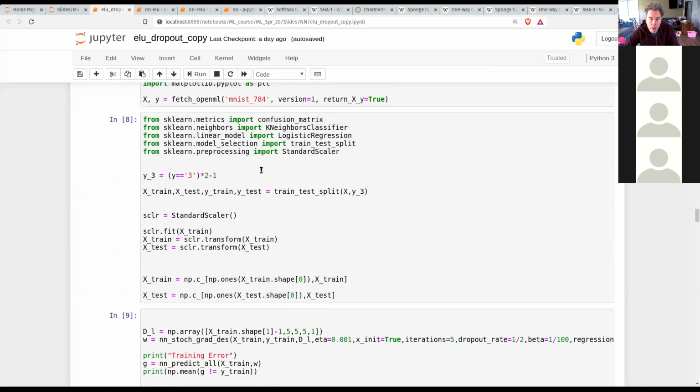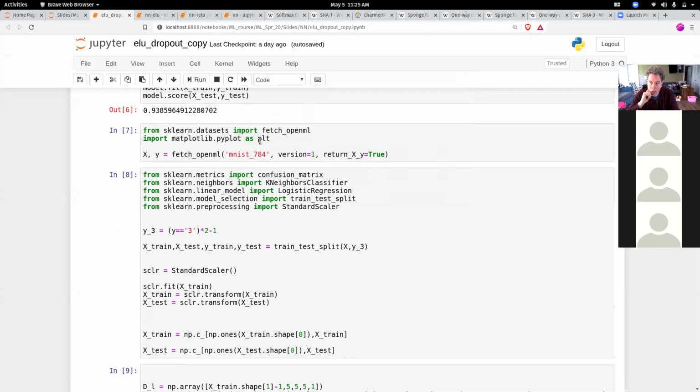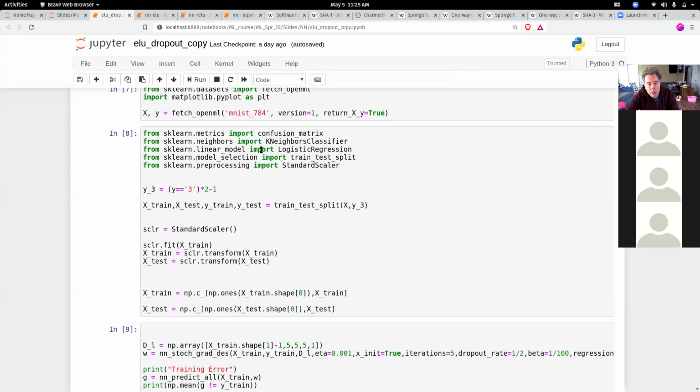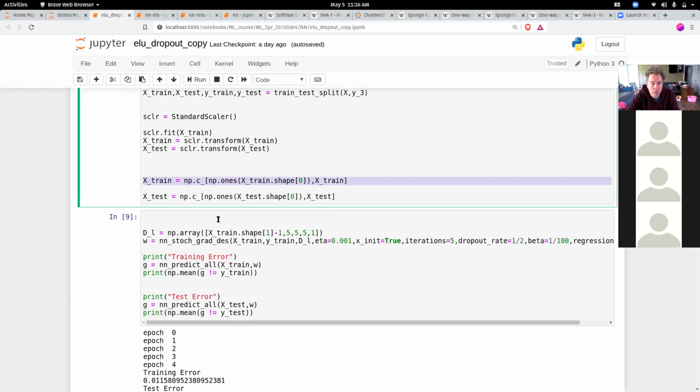So we're working here on the MNIST data set. I'm not sure you guys are looking at what I'm looking at. Let me just make sure. This is the MNIST data set, the handwritten digit classification data set that we've talked about several times. To make it a binary classification problem, we're just going to try to tell the difference between 3 and other numbers. So this will be 1 if the digit is a 3 and -1 if the digit is a non-3. And then we scale it and add the bias column.